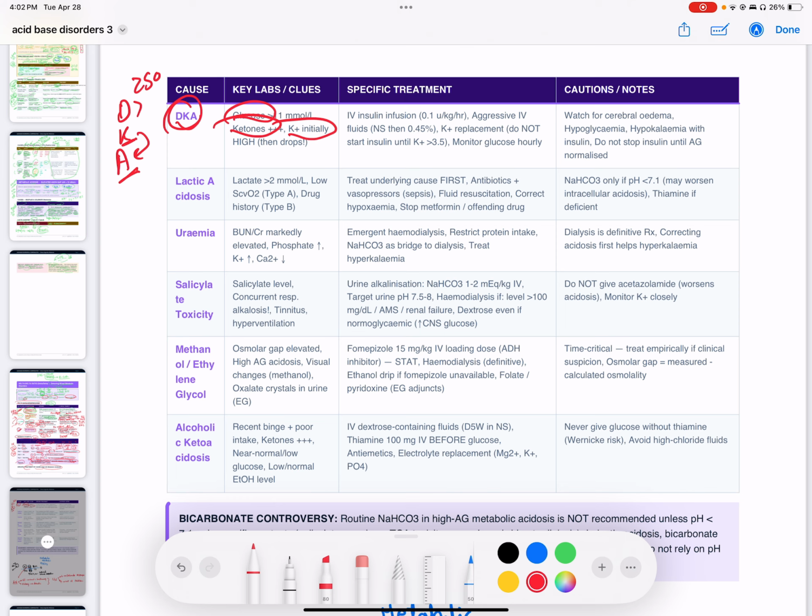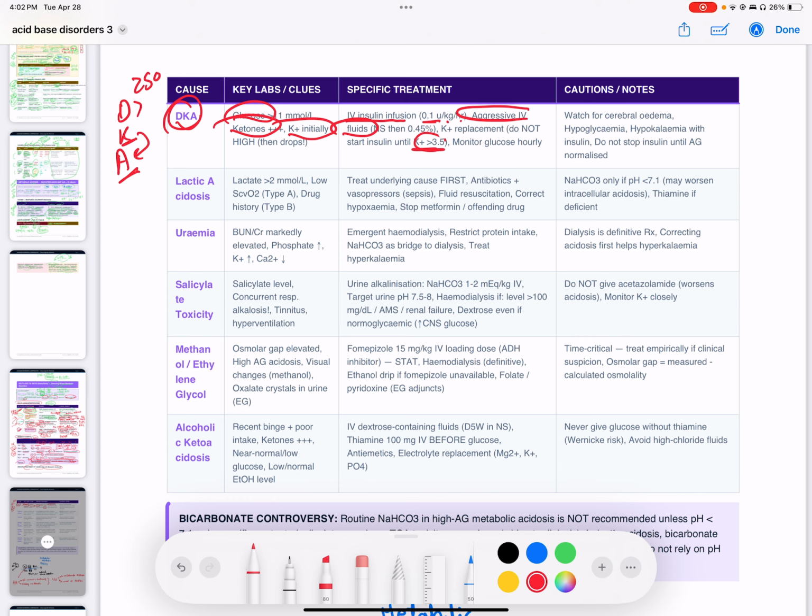And the treatment for that is IV insulin infusion. It's usually 0.1 unit per kilogram per hour. Before the insulin, you need to check the potassium. So you don't start the insulin unless the potassium is above 3.5. If the potassium is below 3.5, you need to replace the potassium before giving insulin. But number one that you should do in DKA is aggressive IV fluid.